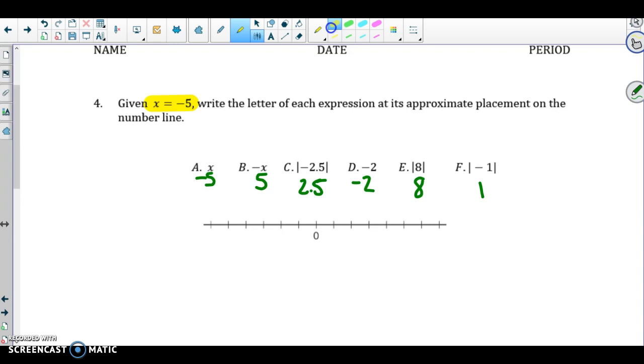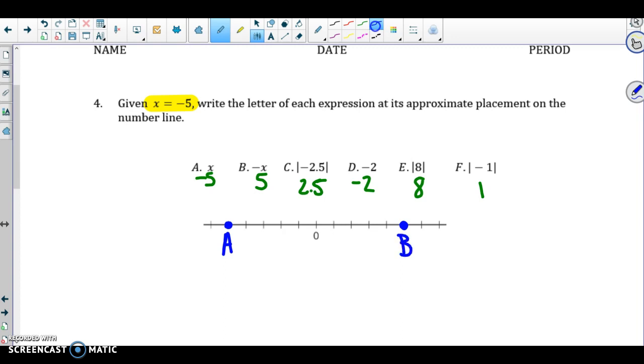So now I've got them all figured out, and it's just a matter of placing them on here. So at negative 5, I'm going to put A. 1, 2, 3, 4, 5. And this would be my A. B is at positive 5. 1, 2, 3, 4, 5. And that would be B.